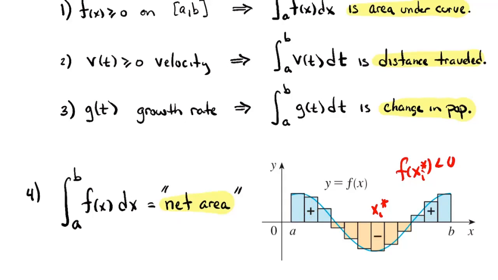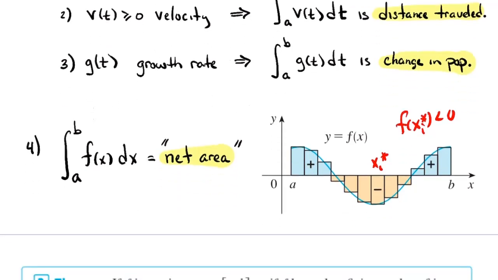Okay, so you can always talk about the integral of a function over an interval being area, but if that function is not greater than or equal to 0, then that area isn't necessarily positive, and in particular, it's telling you the difference between how much was above and how much was below. Okay, so there's another application.